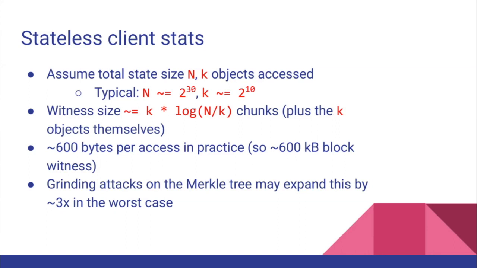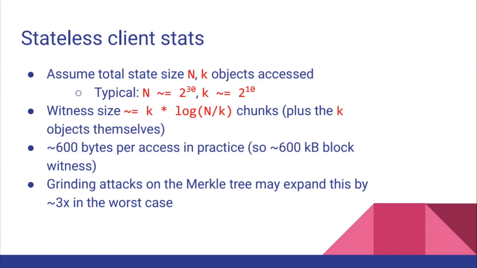So witness size, right? Let's assume that the state gets stored in a Merkle tree, which is how the Ethereum state is stored today. Then the number of chunks, where by a chunk we mean a 32-byte hash, is roughly k times the log of n over k for the witness, plus another k for the objects that you're proving themselves, right?